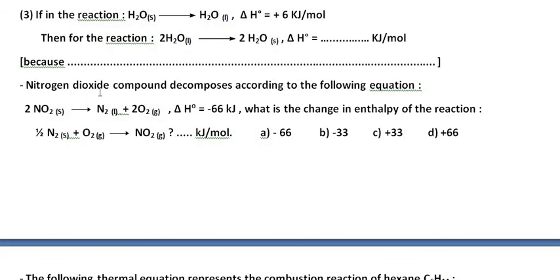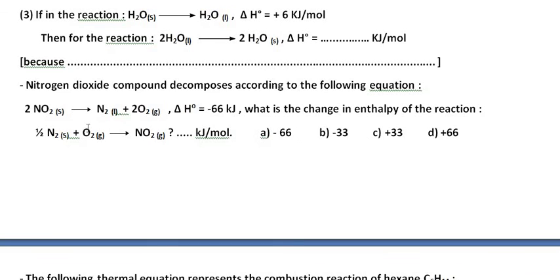In this example, nitrogen dioxide gas decomposes into nitrogen and oxygen. What is the change in the enthalpy of this reaction? We note that this reaction is the opposite of the first one. Nitrogen here is a reactant, but here is the product. NO2 is a reactant, but here is a product. So this reaction is the opposite of the first one. Also, this reaction, the second reaction, is half the first one. Here is 2 NO2, but here is 1.